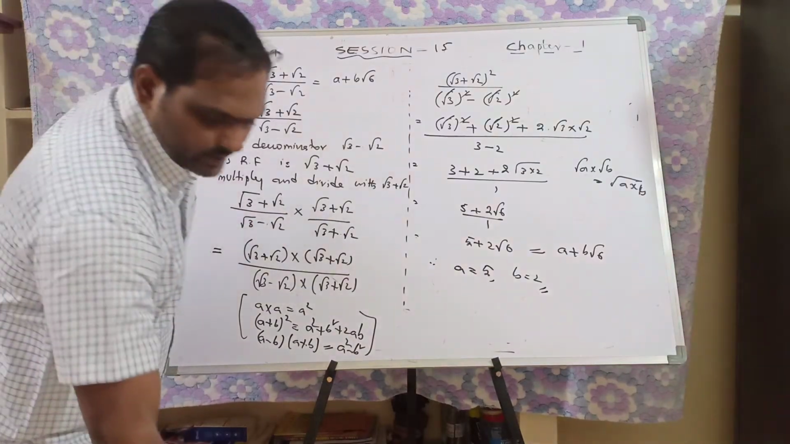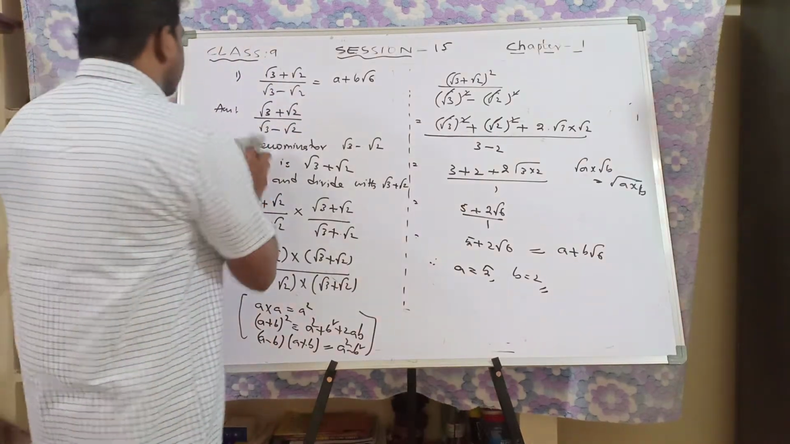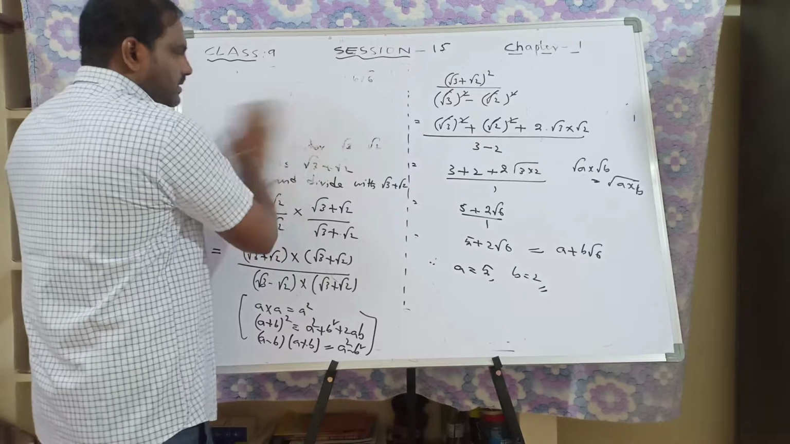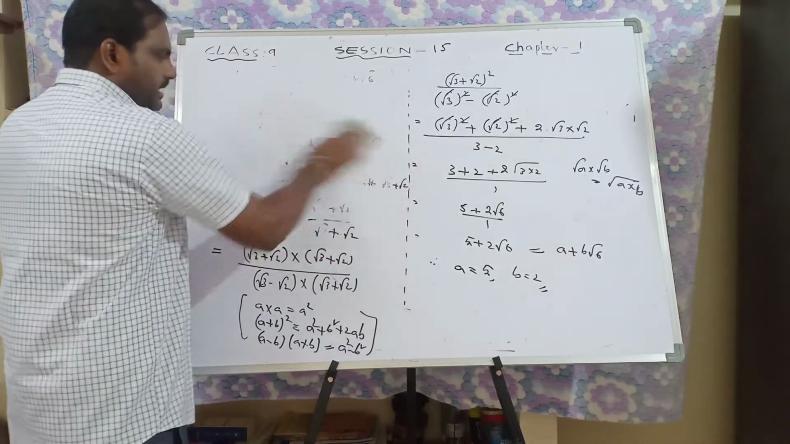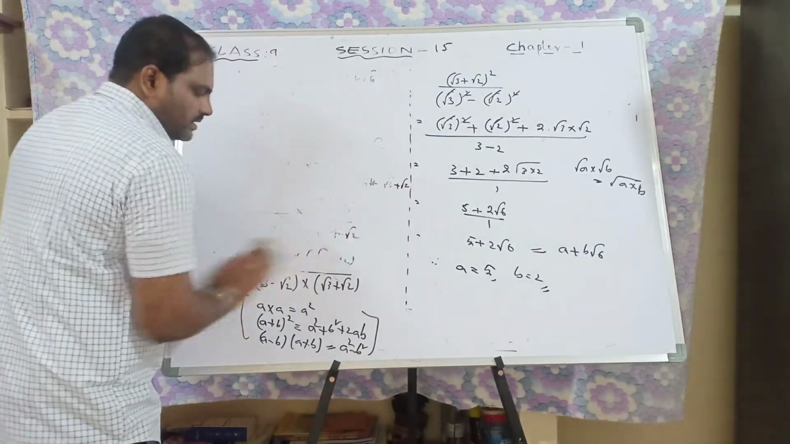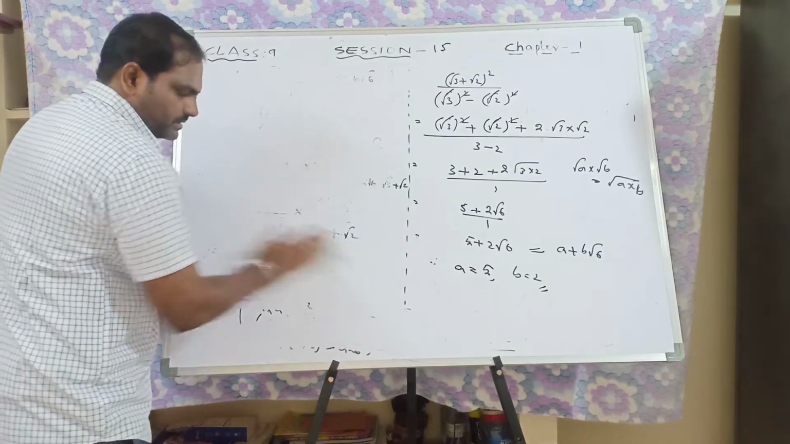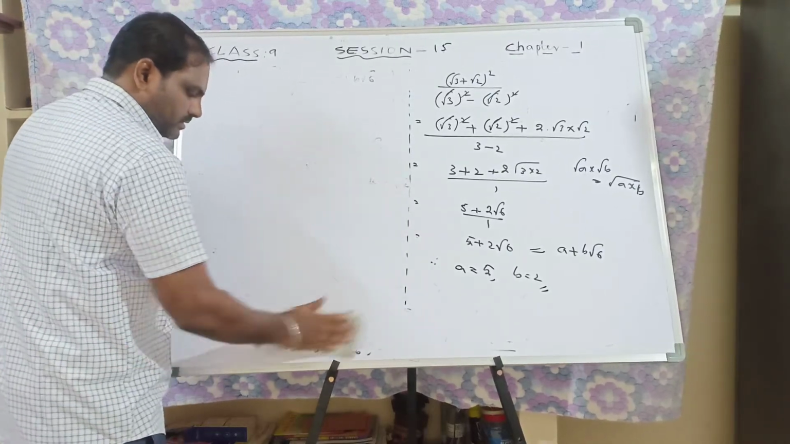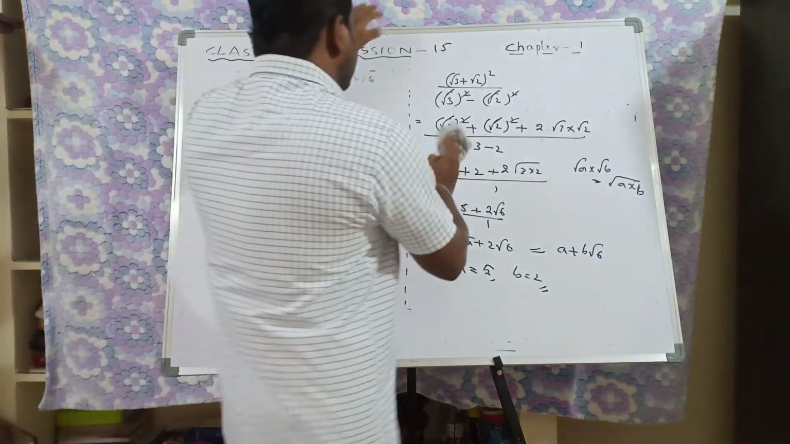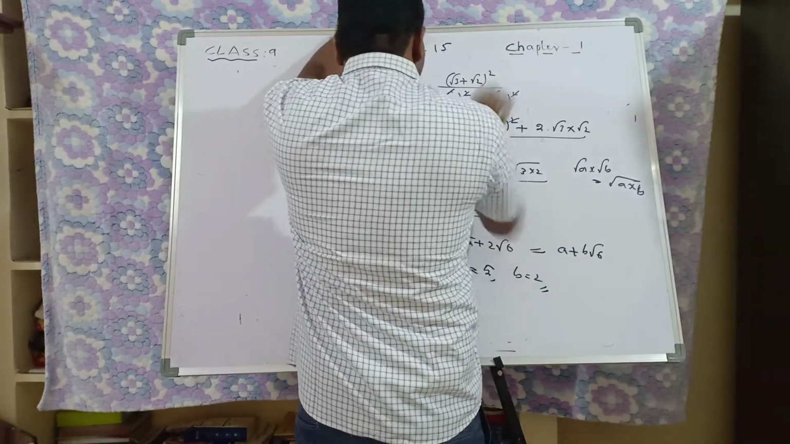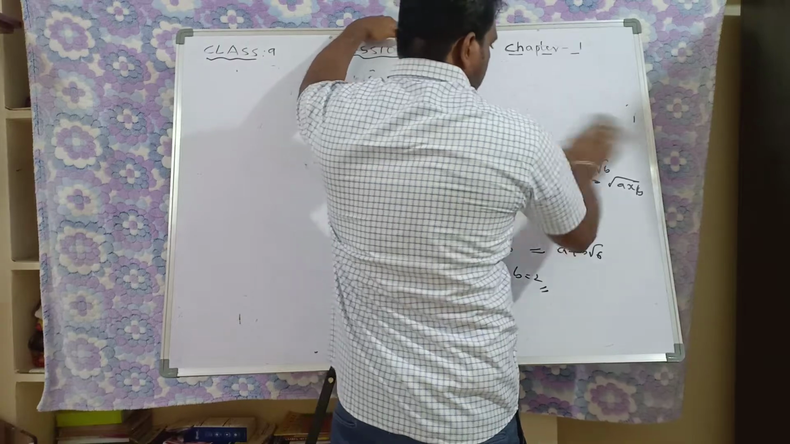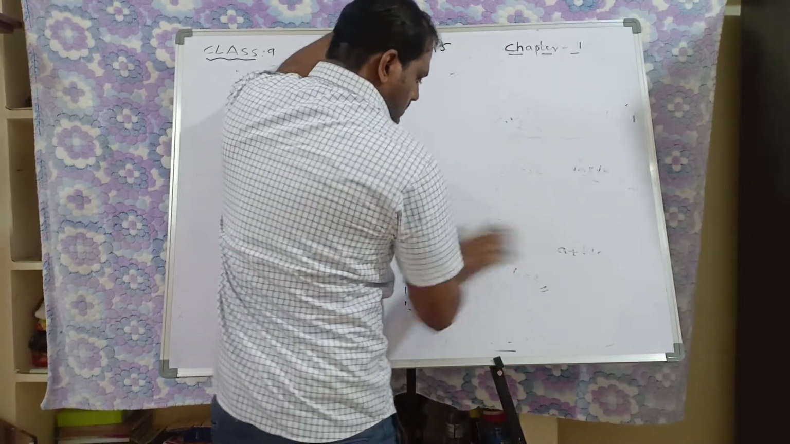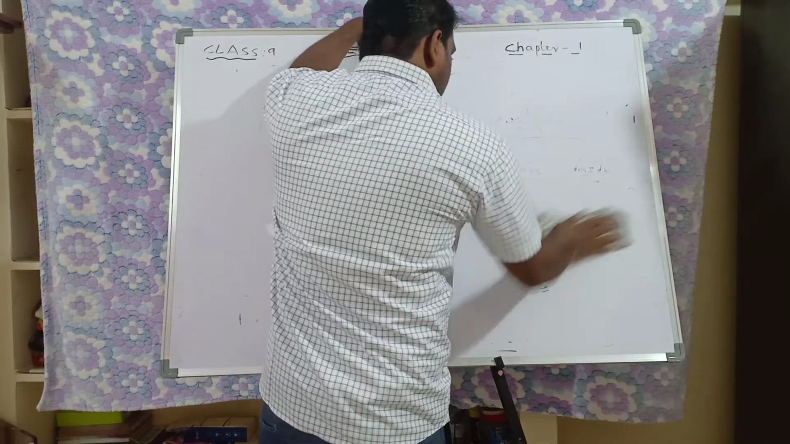Right? Next question. The next question is somewhat big. Big means up to these steps it will be the same, and after that we have to do some more steps. So let us try to do that one also in this same pattern. So what is the next question?